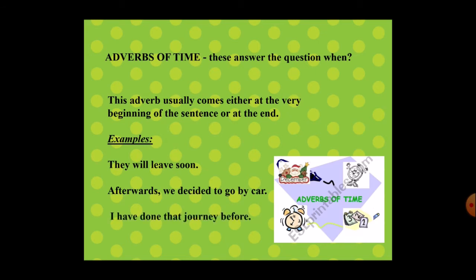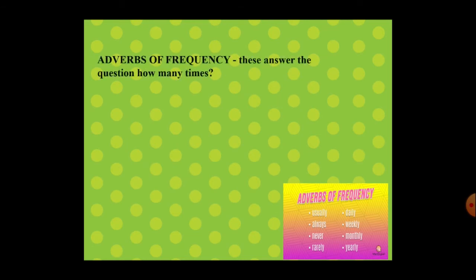I have done that journey before. The adverbs soon, afterwards, and before are giving us information about when an action has taken place. The next type of adverb is adverbs of frequency. These answer the question how many times. Adverbs of frequency let us know how often the action occurs.